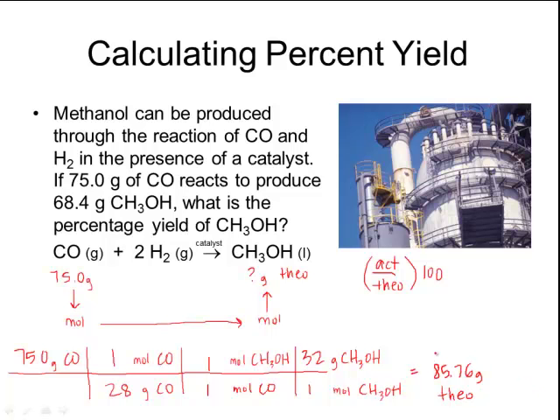And so now that I know the theoretical yield and the actual yield, I can plug those values into my equation. So according to the problem, my actual yield is 68.4. According to the stoichiometry that I just did, the theoretical yield is 85.76. I take these two numbers, divide them, and then multiply times 100, and I get an answer of 79.8%. And that is the percentage yield of that particular reaction.